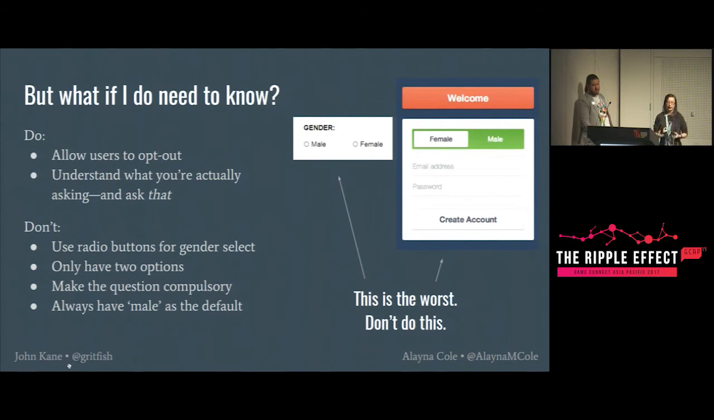But what if you do actually need to know sex or gender or sexuality or something like that? Even outside of games, in web interfaces or survey collection, if you actually do need to know, A, allow your users to opt out. You will gather a lot of data just by having the option there, but don't make it compulsory. Understand what you're actually asking and ask that is still the rule. Figure out the differences between these terms. There are resources available for that. I've written a resource available for that. So do some research and figure out what you're actually trying to find out.